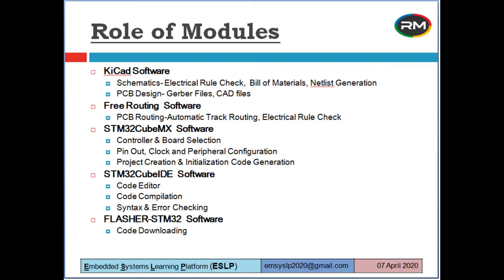STM32CubeMX is used for microcontroller selection, clock and peripheral configuration, project creation and for the generation of respective initialization code. STM32CubeIDE provides a complete integrated environment for writing code, error checking and code compilation. Flasher is used for downloading the compiled hex file into the microcontroller for testing, deployment and for upgradation purposes.